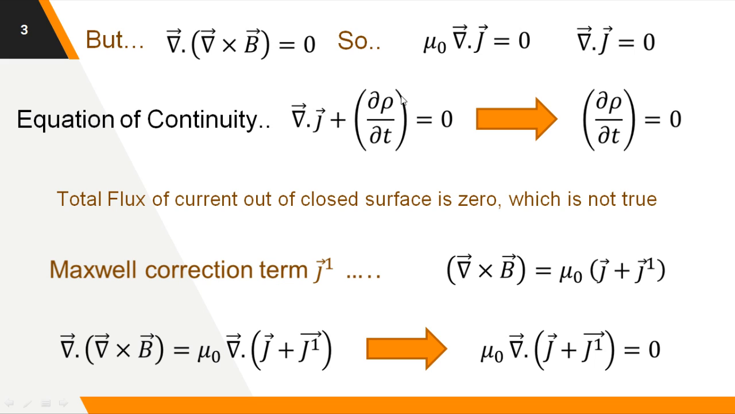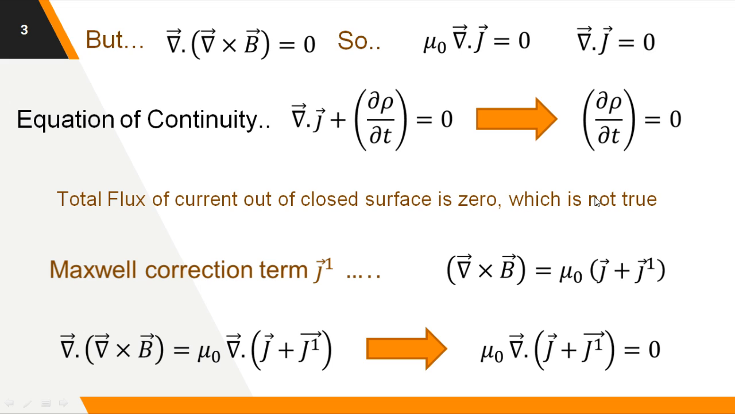Or you may say, sir, the differentiation of a constant is going to be 0. But we said there is a flow of charges. Whenever there is a flow of charges, this rho is not going to be constant, so d rho by dt being 0 is not possible. But this equation says d rho by dt equal to 0. What is the meaning? The total flux of current out of the closed surface is 0.